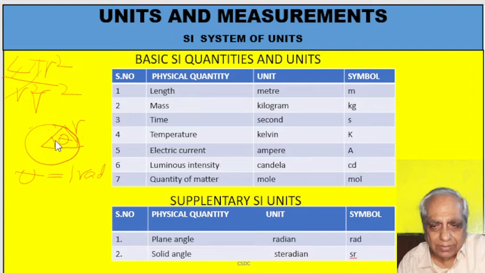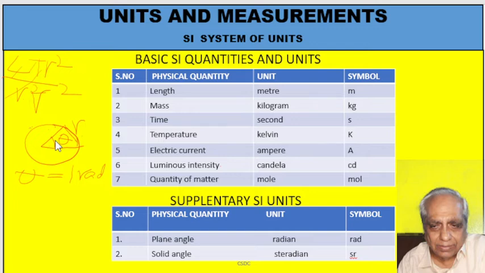Now what is the total length of the circle? 2 pi r. So r means 1 radian. So 2 pi is the total arc length. So 2 pi r divided by r will give me 2 pi. So the angle made by full circle is 2 pi radian. In radian it is 2 pi. In degrees you know it is 360 degrees.